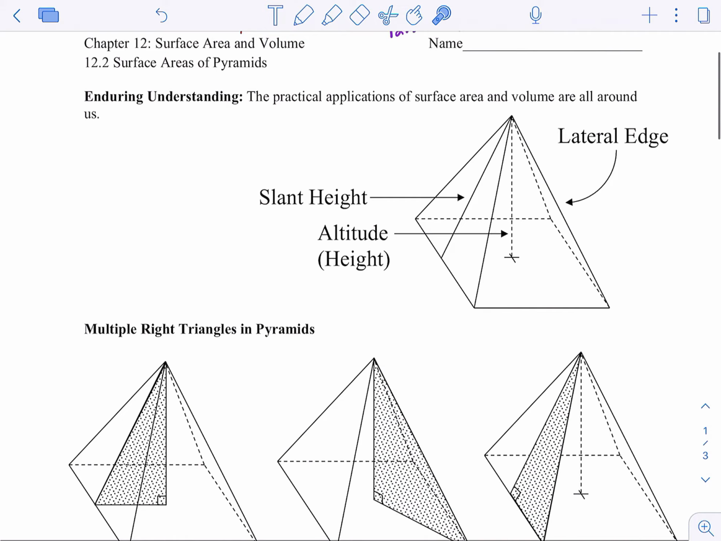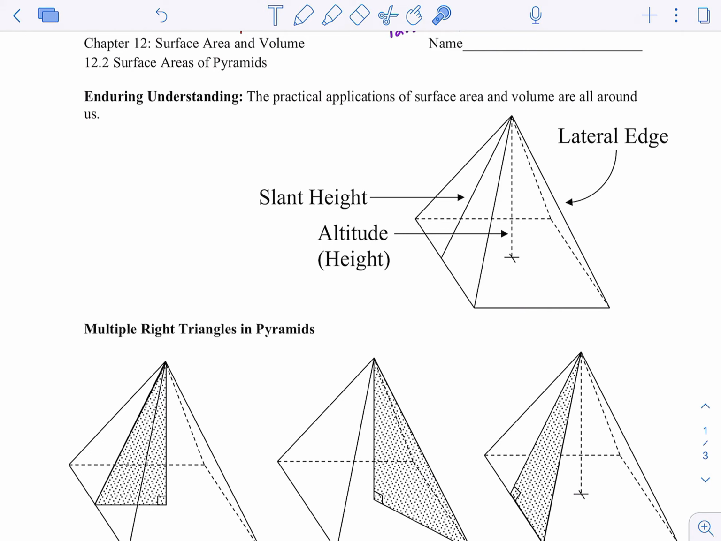Today we are going to talk about the surface area of pyramids. With pyramids, we actually briefly did this at the end of one of our units before we had to leave school, and we talked about some specific pieces and the naming of specific lengths and measurements in a pyramid. We're going to review those today, and those are going to be important here.